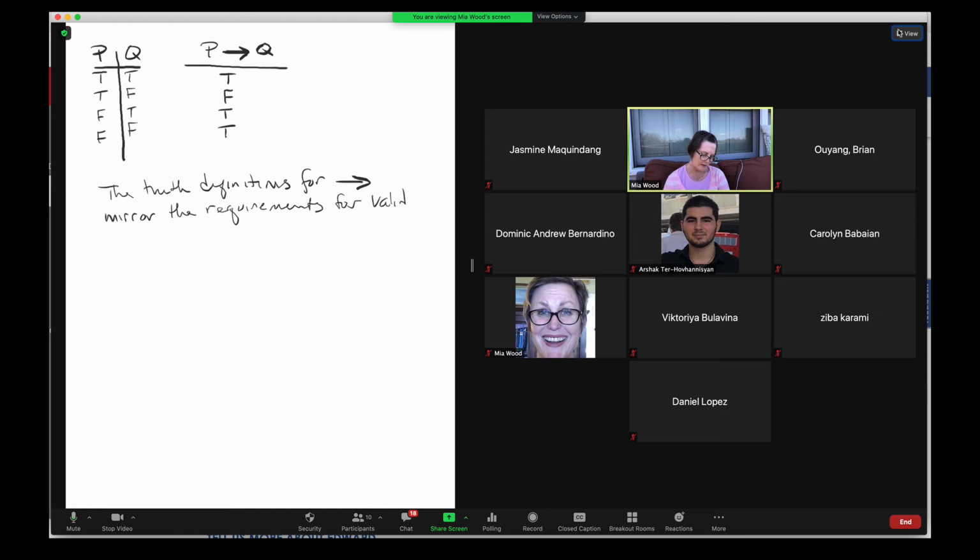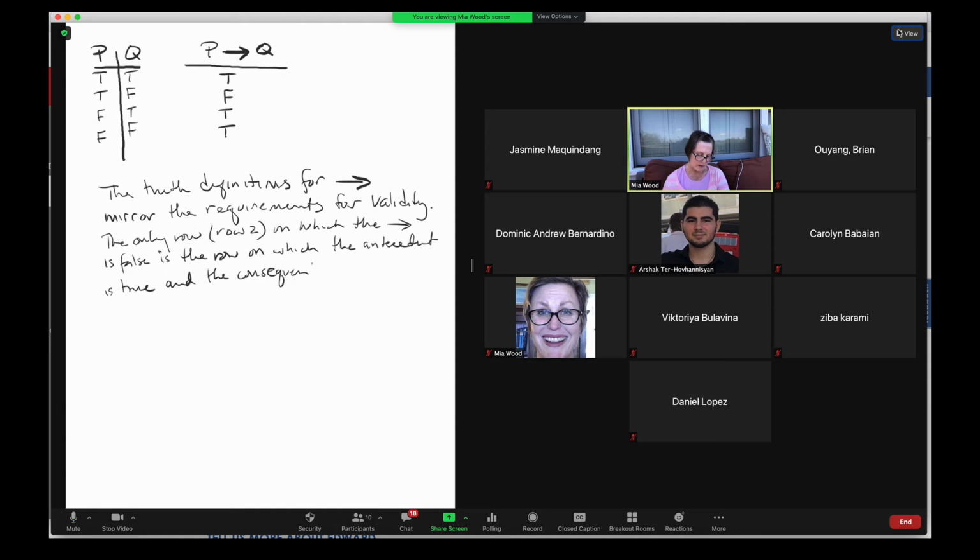What do you think about this? Right? So the only row, row 2, on which the arrow is false is the row on which the antecedent is true and the consequent is false. Yeah?